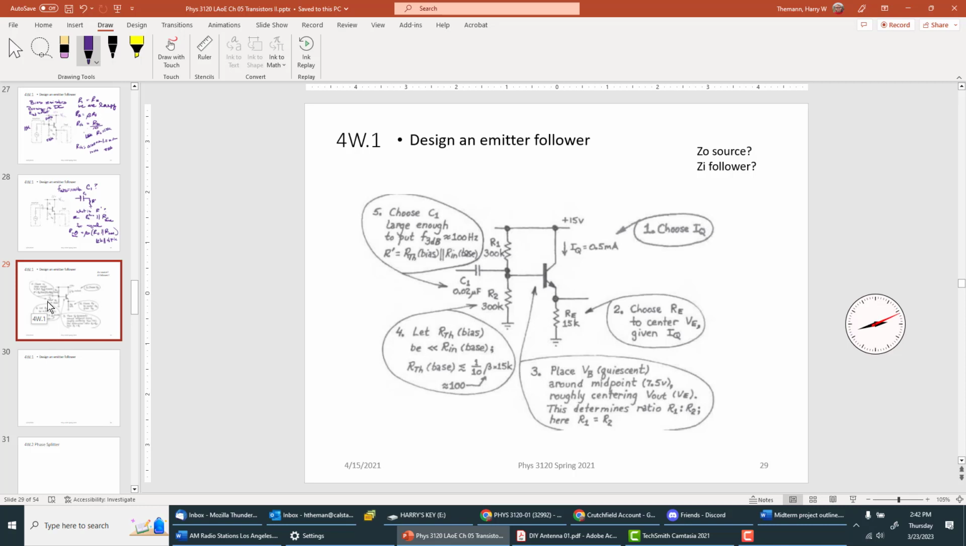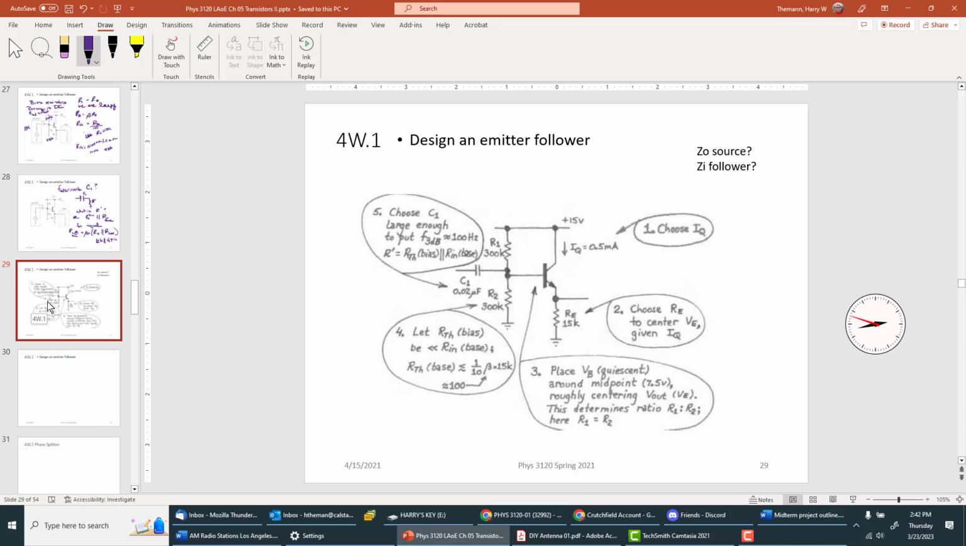I want you to build this thing today, and I want you to do our standard procedure to measure the Zn of this thing, and verify that it matches what your calculations say it's supposed to be. And then show me the output on your oscilloscope. Because it seems like most of you are either doing the transistor switch or about to. So our project today is to design and build this emitter follower.